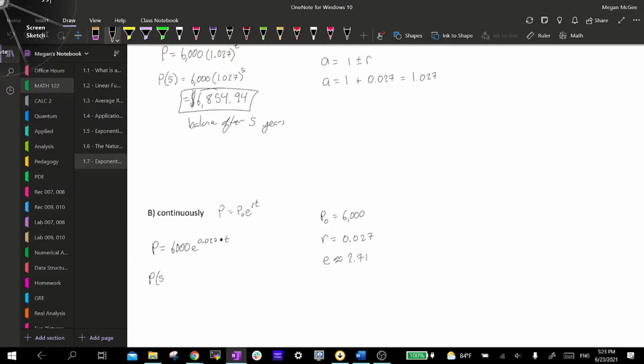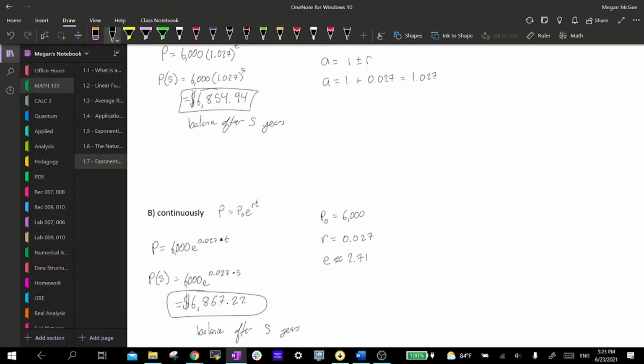So P of 5 years is our 6,000 times e raised to the 0.027 times 5. And a calculator will tell us that we now have $6,867.22. And this is our new balance after 5 years, if our interest is compounded continuously.